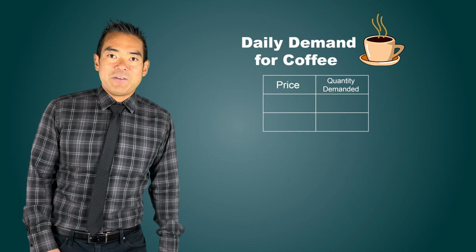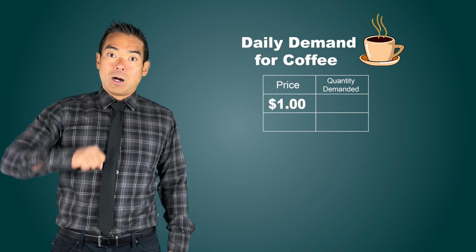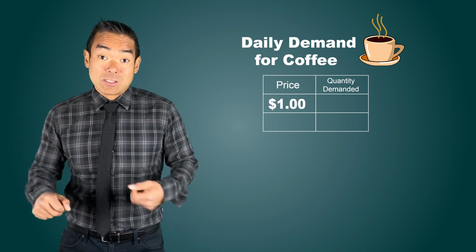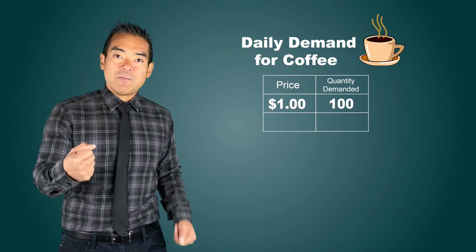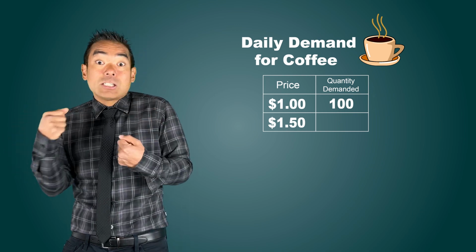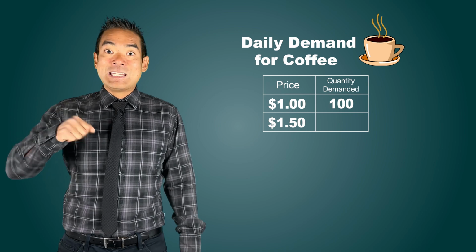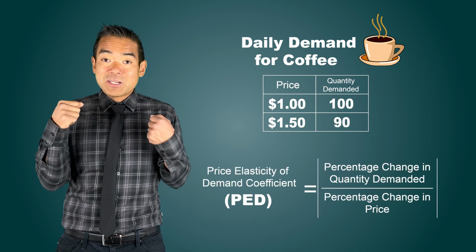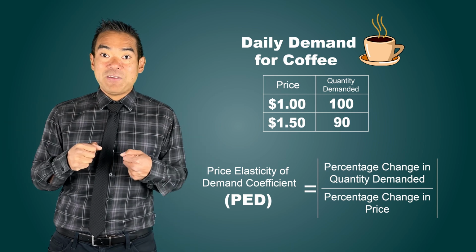So let's examine a product that faces what we're going to call inelastic demand. Consider the demand for coffee in a hypothetical town, Caffeinburg. When the price of coffee was $1, quantity demanded of coffee was 100 cups of coffee a day. Let's assume that the price of coffee then increases to $1.50, and as a result of that price increase, quantity demanded falls to 90.